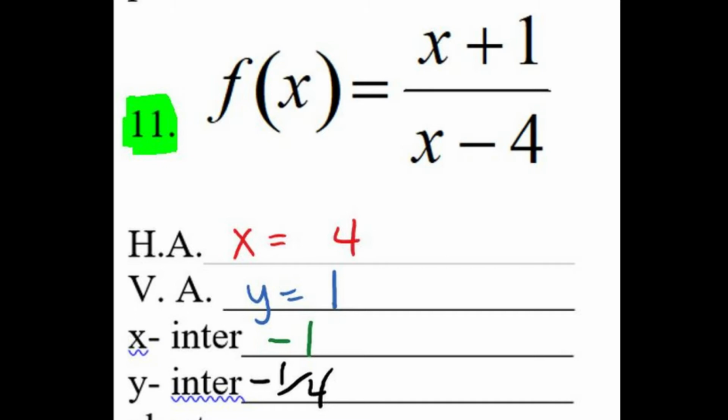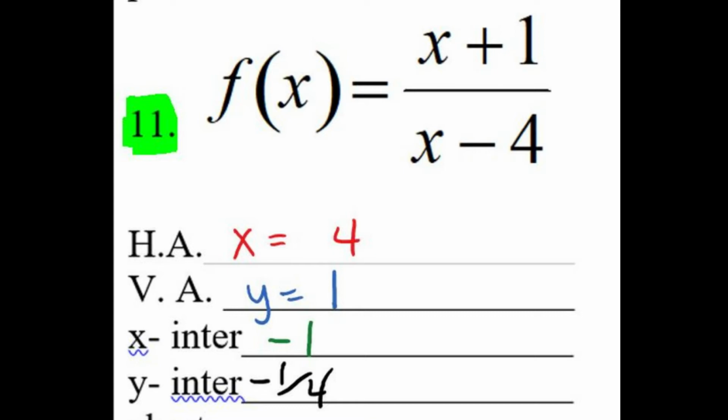So what number plus 1 is 0? Well, that's going to be -1. So this is going to cross the x-axis at -1. And that's how I got that green dot on my graph. Y-intercept is basically you just plug in zeros for all the x's. So we get 0 plus 1 up top, 0 minus 4 on the bottom. So 1 over -4 is -1/4. And so that's where it crosses the y-axis, and that's how I got the dot there.